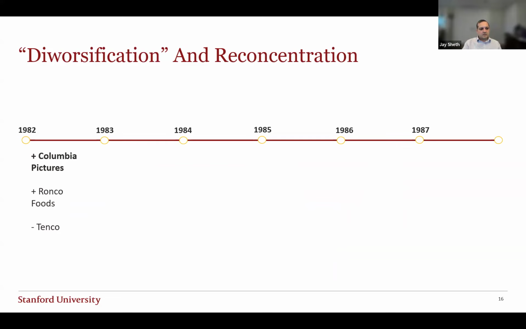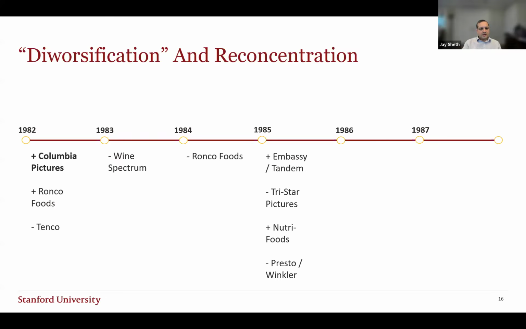And they actually sold a business called Tenco, which was a private label instant coffee and tea company that they had bought. In '83, they sold Wine Spectrum to Seagram's for about $230 million. They got out of the wine business. In 1984, they sold Ronco, the pasta business that they bought. In '85, they bought a company called Embassy and Tandem Communications. They got into the TV show business.